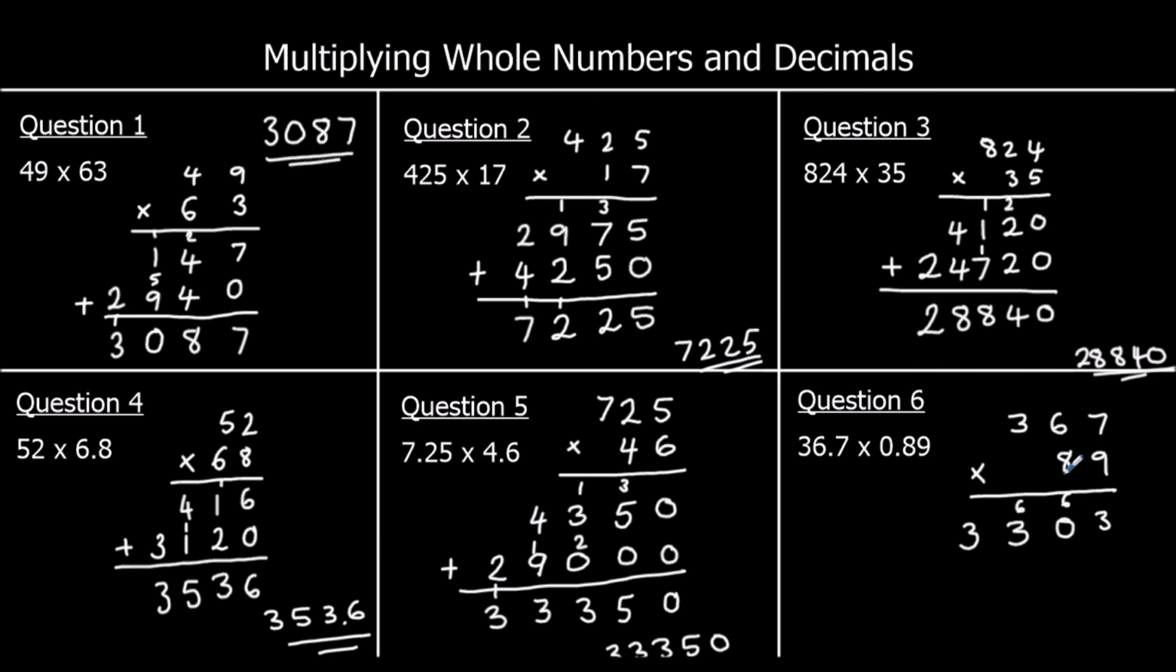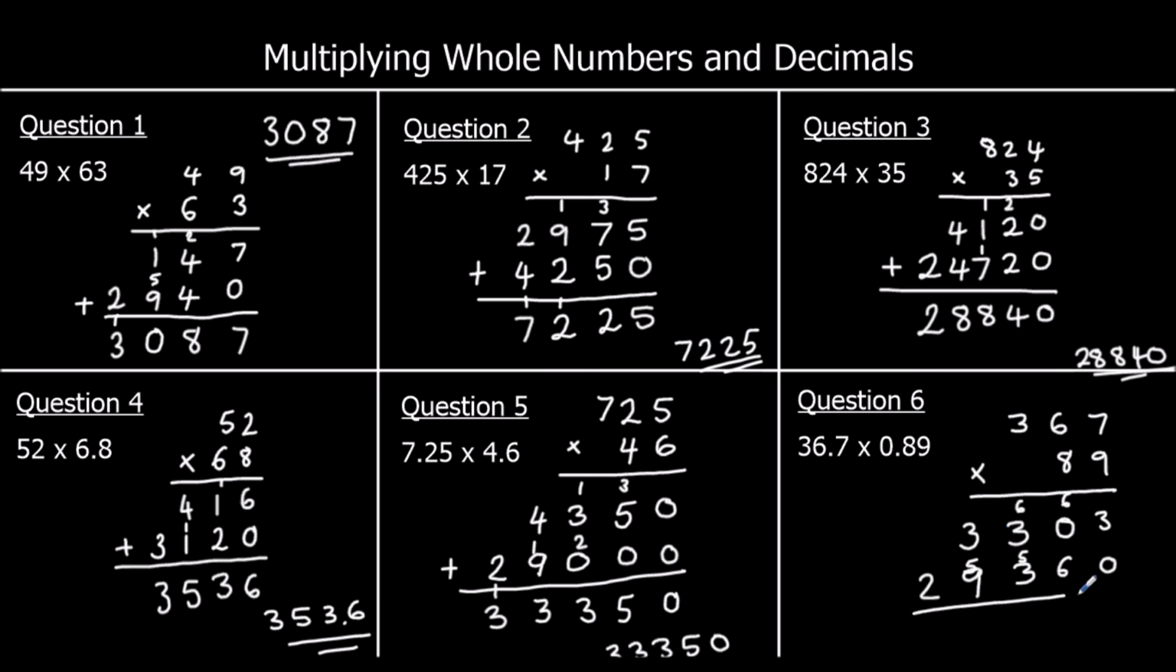Now we do 80 times 367. So it's 10 times bigger than 8. So we add a 0. 8 times 7 is 56. So 6 and carry a 5. 8 times 6 is 48, plus the 5, 53. So 3, carry the 5. And 8 times 3 is 24, plus the 5, 29.